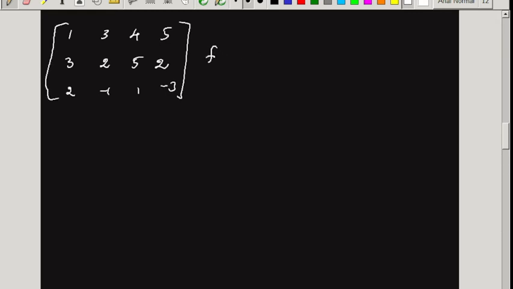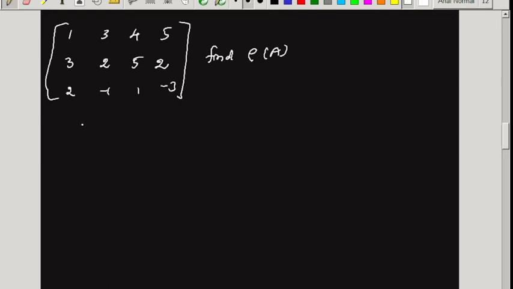Now a matrix 1, 3, 4, 5, 3, 2, 5, 2, 2, minus 1, 1, minus 3. So this is the given matrix. Find the rank of the matrix. So here we can do any simplification in this one.